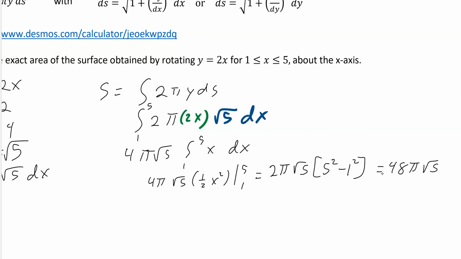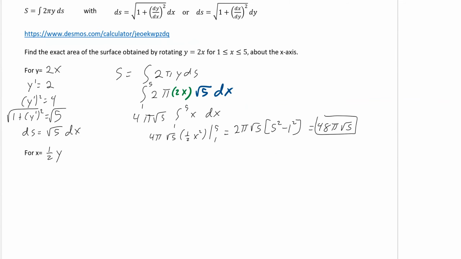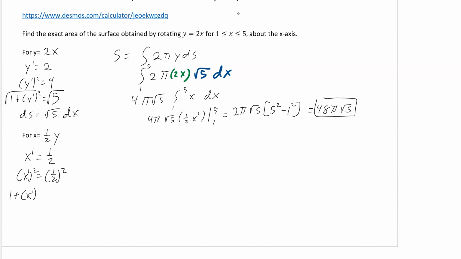All right, so now we're going to try it the other way, and we're going to solve this for x. So x would just be 1/2 y. And to show you how it's just a similar one, we're now going to do the same thing, but this time we're going to find x prime. So we're going to be doing dx dy. So x prime equals 1/2, and then we square it. And so that would be 1/4. So 1 plus x prime squared is equal to 1 plus 1/4, which is 5/4, and then we square root it. So it'd be square root of 5/4, which is the square root of 5 over 2.